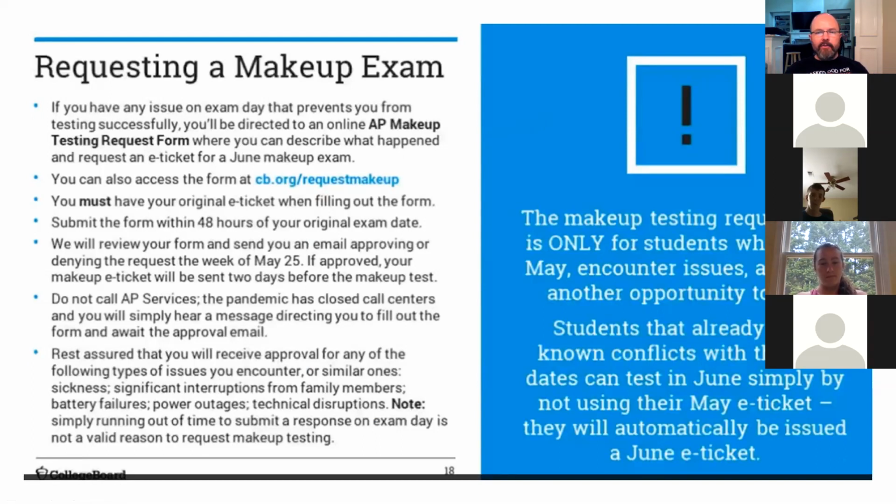Don't wait a week and say, oh, I couldn't access it on the 14th, but it's the 21st now and I couldn't get in, so I'm going to try to do June. Get it done right away. They'll review your form, send you an email approving or denying your request the week of May 25th. If you're approved, your makeup e-ticket will be sent 2 days before the exam.